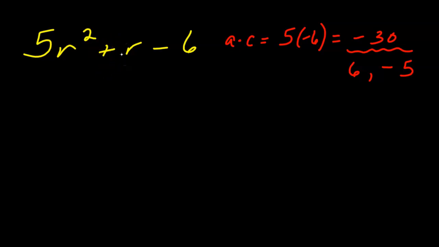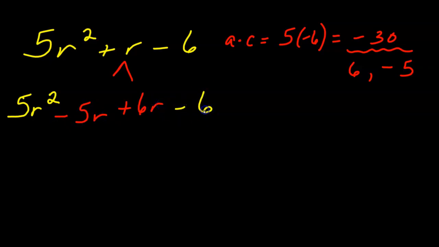Okay, now we're ready to split our middle term. So you copy down the 5r squared. You split that middle term. I'm going to put the 5 first because I feel like it goes with this first term better. Negative 5r plus 6r, and then your minus 6. And then we're going to do our factor by grouping.